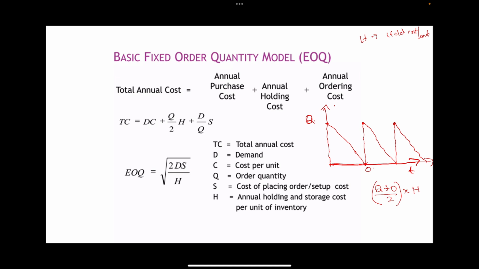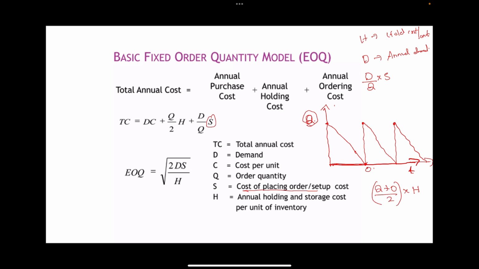How will you find the ordering cost? For that, let us assume that this D is your annual demand. So what will be the number of orders you make? Each time you make an order of Q. So that is D by Q. This is the total number of orders you make. And here, this S is the cost of placing an order, so it is D by Q into S. This is your ordering cost.